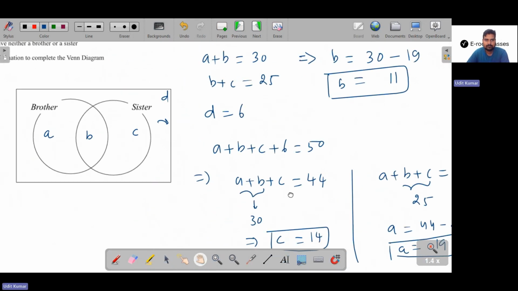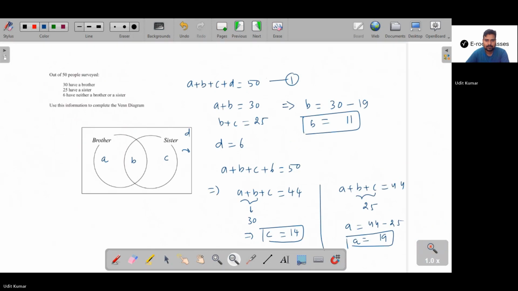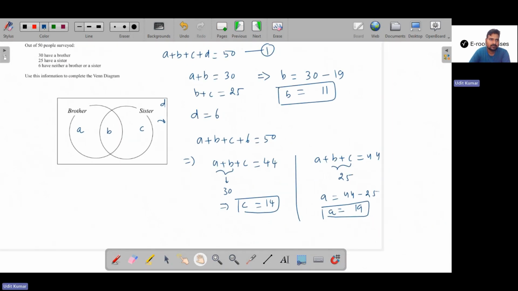Now you can put all the values in the Venn diagram. So this is 19, this is 11, this is 14, and this is 6. Okay, it's very easy.